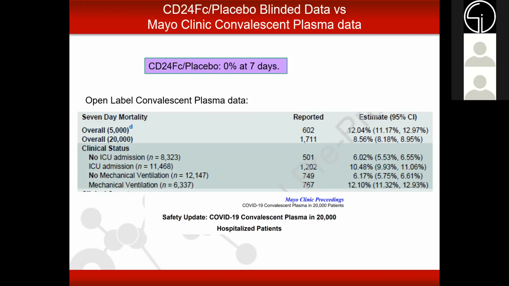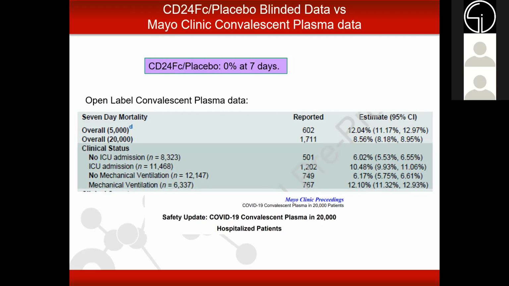And when we compare with convalescent plasma data, there's also a dramatic difference. This comes from 20,000 patients using plasma treatment. Overall, those 20,000 patients had 8.56% 7-day mortality. And if we just compare the patients without mechanical ventilation, there are 12,000 patients with 6% mortality. And in our case, with 70 patients, half of them using CD24Fc, they have 0% at 7 days mortality.